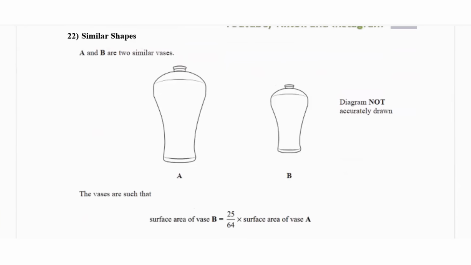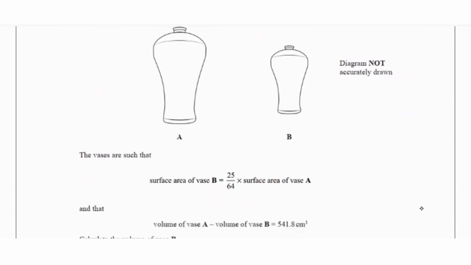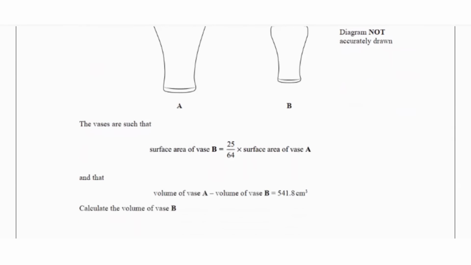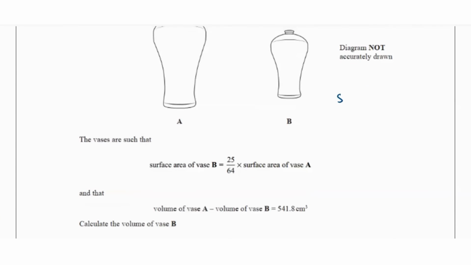Then it says A and B are two similar vases. The vases are such that surface area of vase B is 25 over 64 times surface area of vase A. And that volume of vase A minus volume of vase B is 541.8 centimeter cube. We have to calculate the volume of vase B. So if surface area of B over surface area of A is 25 over 64.